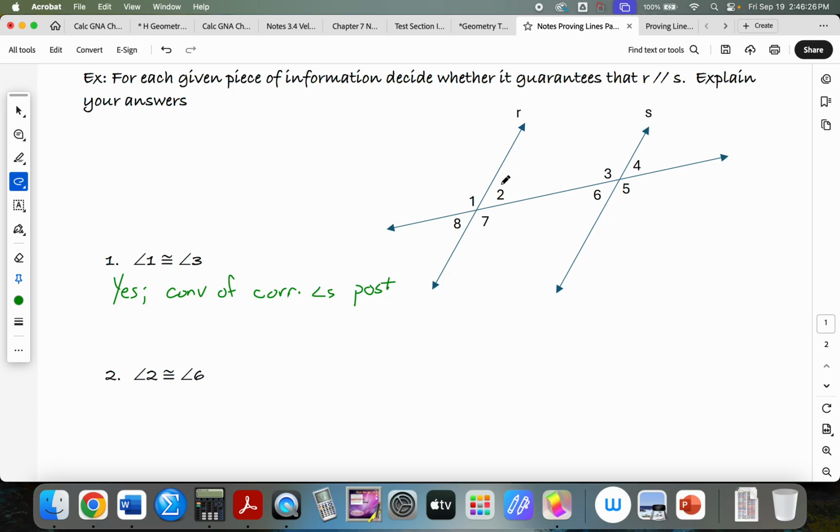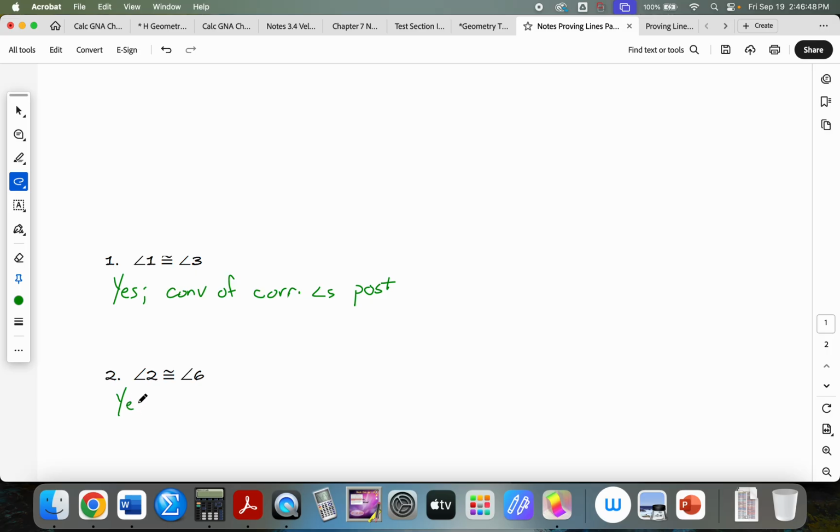All right, what about angles 2 and 6? So first, what kind of angles are they? Alternate interior. Thank you, sir. That's exactly right. Is congruent the right sort of relationship for those? Yes, we want alternate interior angles to be congruent. So the answer to this is yes. And this is the converse of the alternate interior angles theorem.